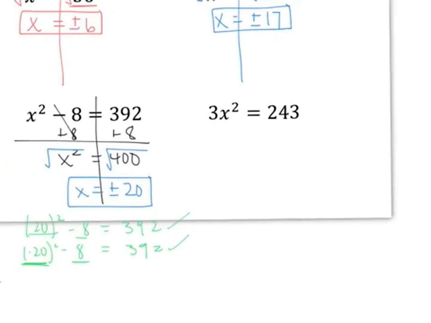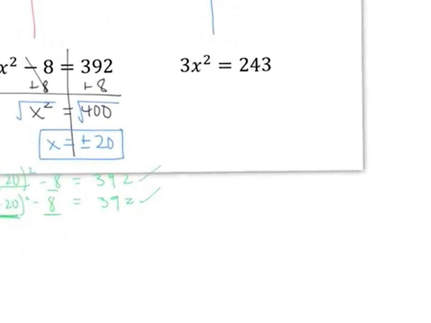Now we have a little bit more going on here with this 3x squared is equal to 243. So I don't see anything adding or subtracting from the x squared, but I do see a 3 being multiplied by it. So we need to figure out how to isolate that x squared and do the inverse operation of 3 being multiplied by x squared. And the inverse operation there would be to divide both sides by 3 to get rid of that 3 that's in front of the x squared.